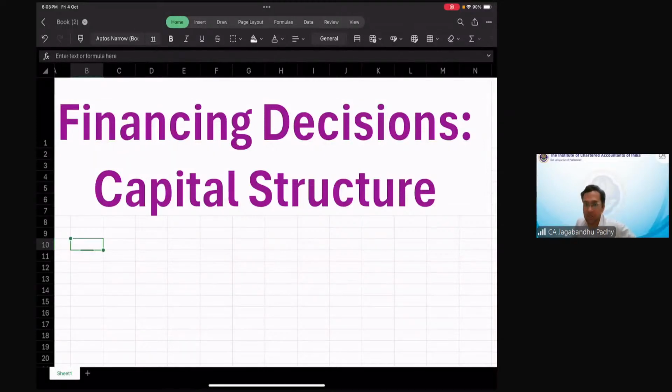Okay, just wait a moment. Okay, so right now let me get started with capital structure. Then towards the end of the session, we'll take up the queries that you have from the other topics, or maybe this topic also.